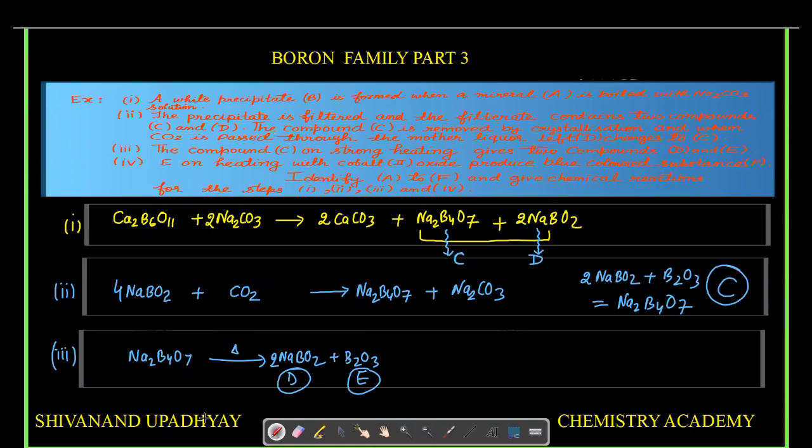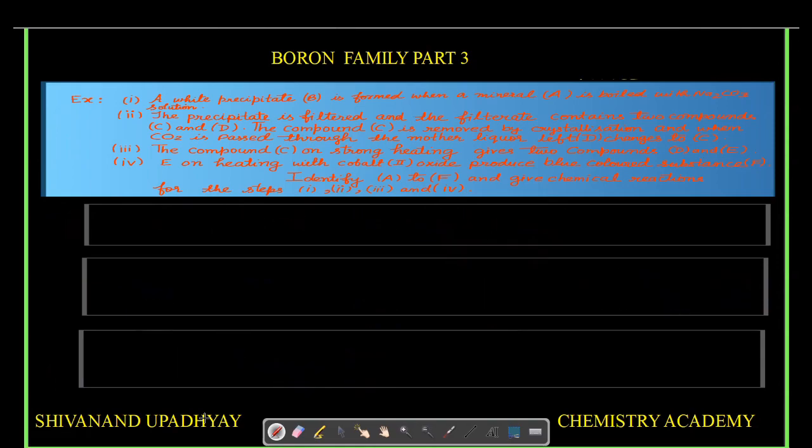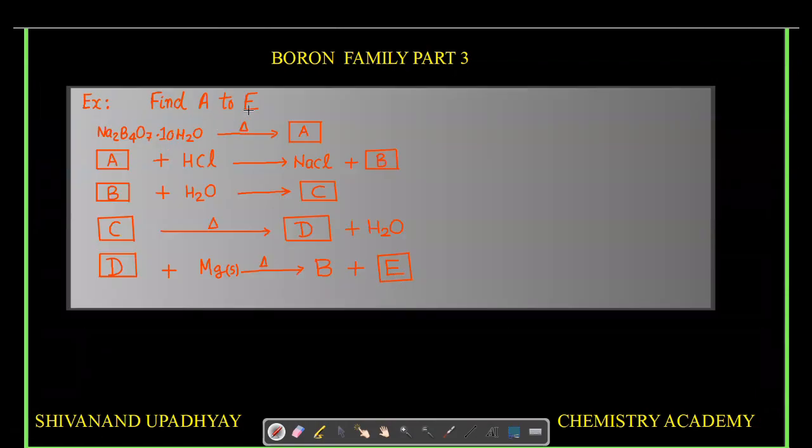So let me write the fourth reaction. E on heating with cobalt oxide. I can write that E is B2O3, and B2O3 on heating with cobalt oxide, there is formation of Co(BO2)2, and this is blue in color, right? You can check that the reaction is balanced: 2 boron atoms, 4 oxygen atoms, cobalt atom, right? This is the reaction. And this compound is known as F compound, which is blue in color in oxidizing as well as reducing flame.